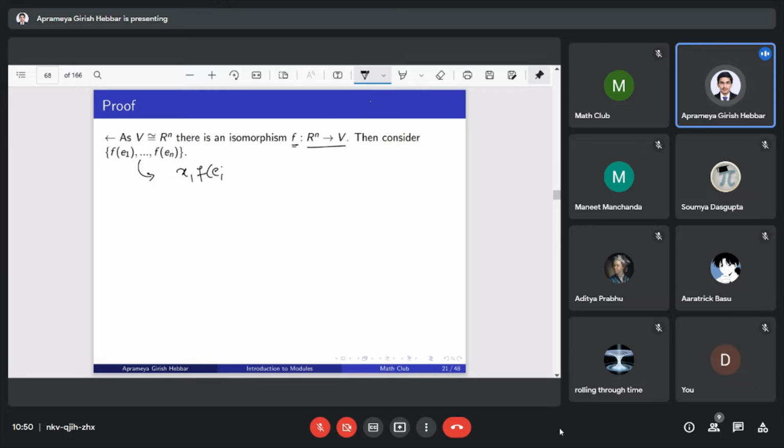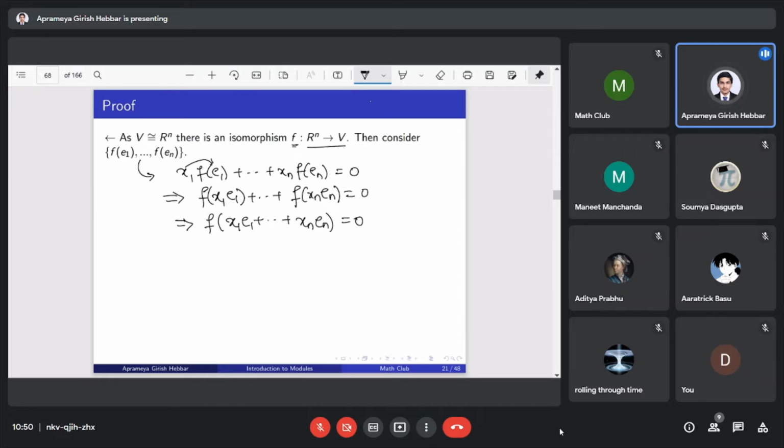F of x1 f of e1 up to xn f of en. Let's suppose this is 0. Since f is an isomorphism, you can just take this inside, since these are all ring elements. F x1 e1 up to f xn en, this is 0. Since f is an isomorphism, it respects addition, so you can have all of these in f. Again, since f is an isomorphism, it is injective. In particular, this means that x1 e1 up to xn en belongs to the kernel, that is, it is 0.